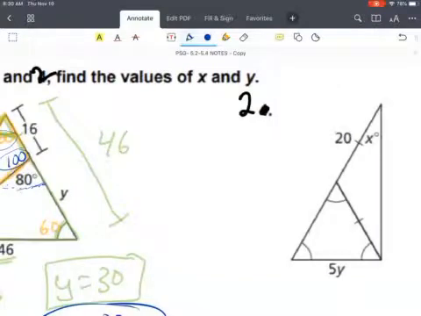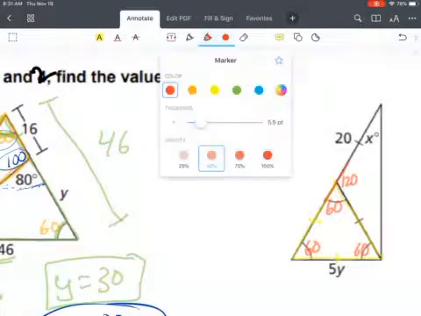Number 2. First off, again, looking at this triangle, which is equiangular, which really means it's also equilateral. So all the sides are the same. It also means that all of the angles are 60 degrees. So again, applying the straight angle, the supplement, that would mean that that angle is 120.